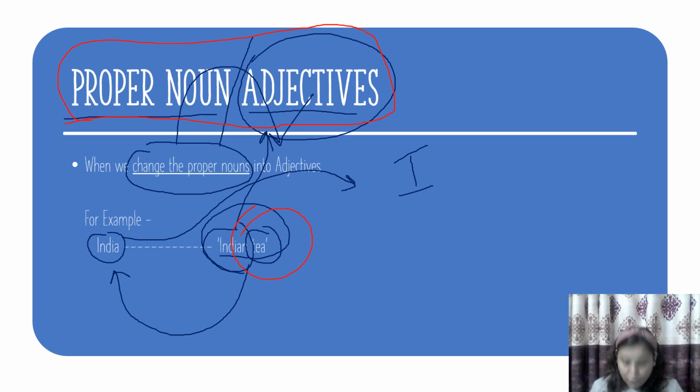We can also form it like this. We usually say Chinese food. The food which belongs to China is called Chinese food, and Chinese becomes the adjective here. If I say again a proper noun, for example, another country, this is an Australian bird, the bird which belongs to Australia. Australian is an adjective.